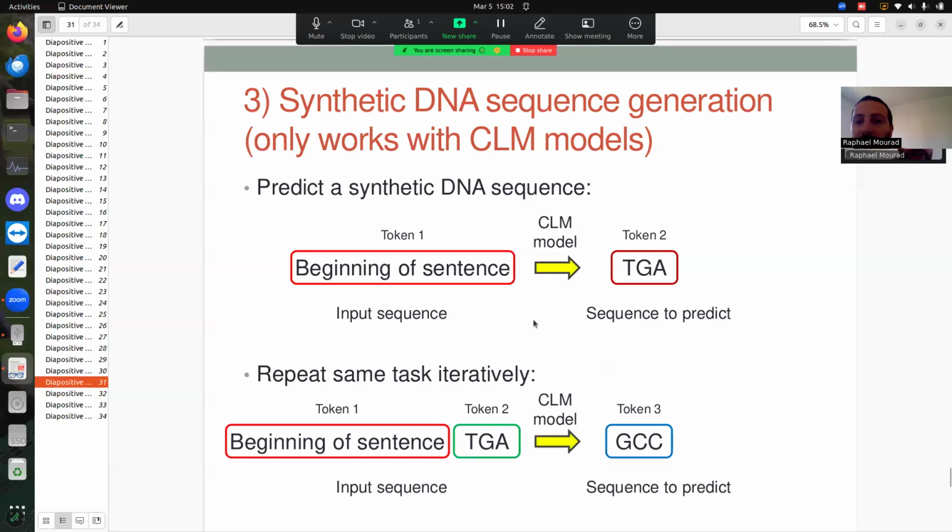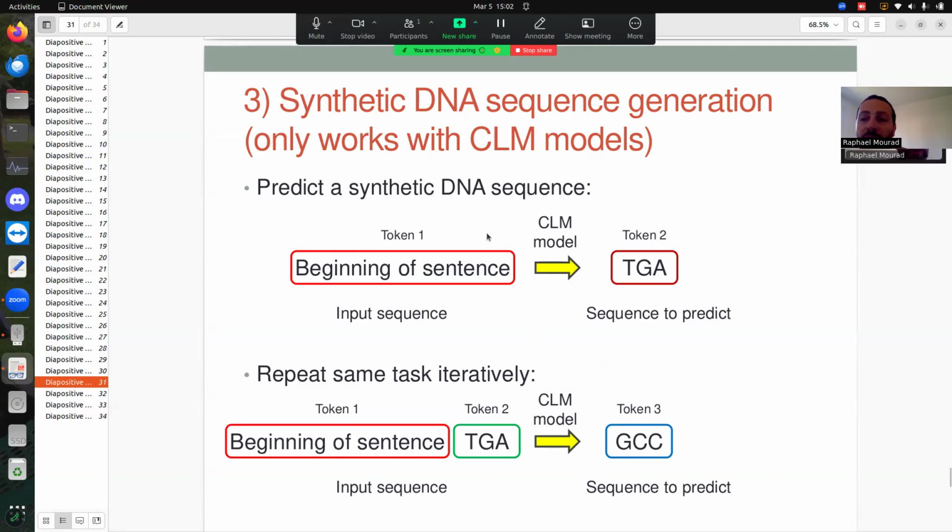Let's look now at synthetic DNA sequence generation. It works only for causal language models, just to say. So how do you predict, for instance, a synthetic DNA sequence? What you can do is tell the model that you have the beginning of the sequence, meaning no DNA letters, and then it will predict a token. Then if you take this token, you'll predict another token, etc. This way, you will generate an actual DNA sequence.